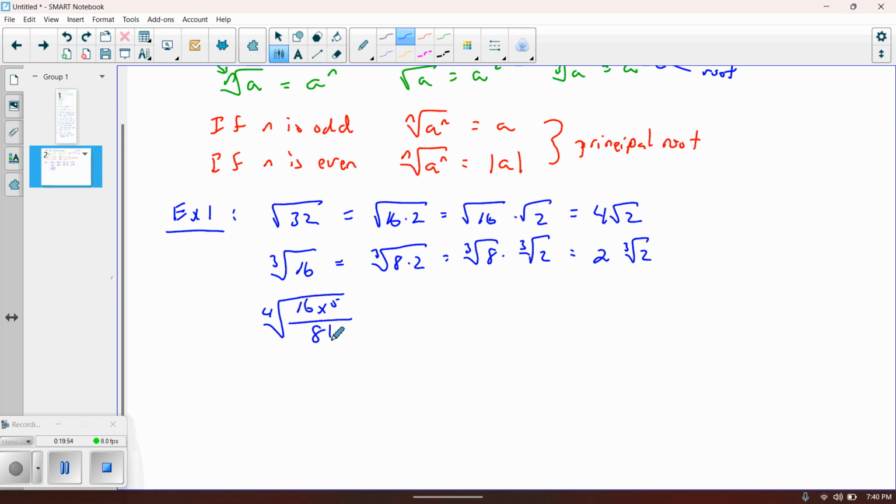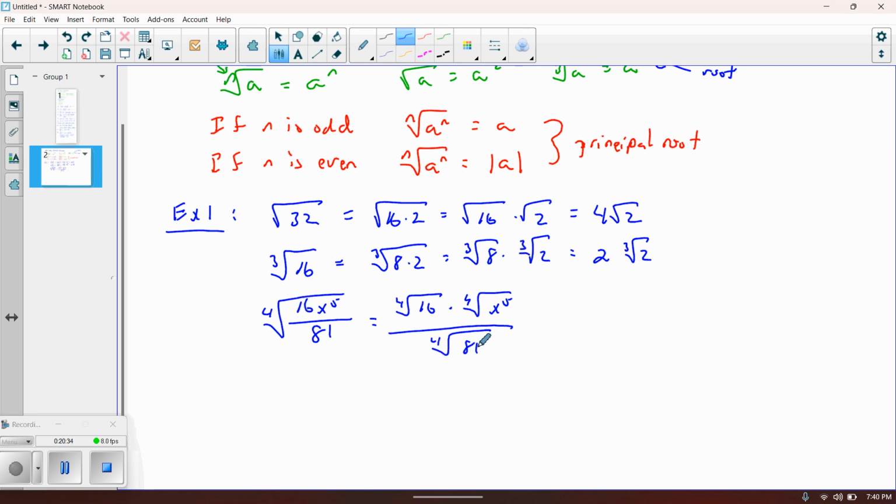All right, properties of roots are still going to come into play here. 16 actually happens to be a perfect fourth because 2 to the fourth power is 16, so I don't need to do anything to that. As a matter of fact, 81 also happens to be a perfect fourth because 3 to the fourth power is 81. It's the x to the fifth part that is not going to be perfect. So what we're going to do is split this up to be the fourth root of 16 times the fourth root of x to the fifth over the fourth root of 81.